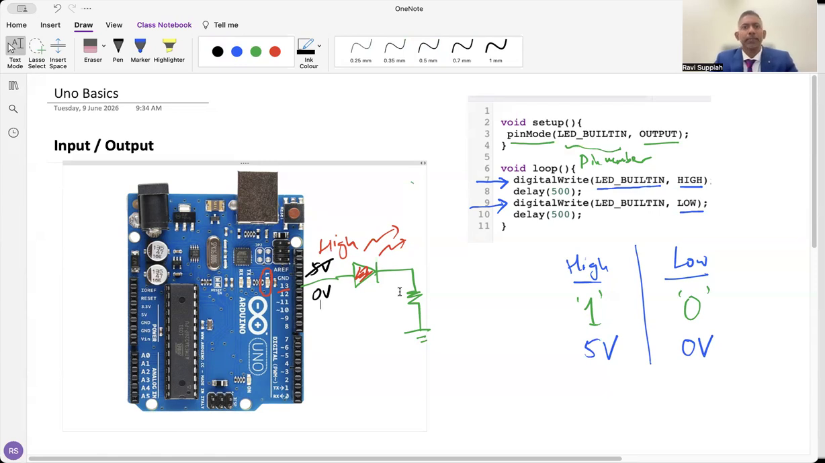In the lab, you are expected to measure these voltages and, of course, connect up the circuit. In my next video, I'm going to show you how you can connect up the circuit using Tinkercad, and see for yourself how pin 13 would behave with an external LED.